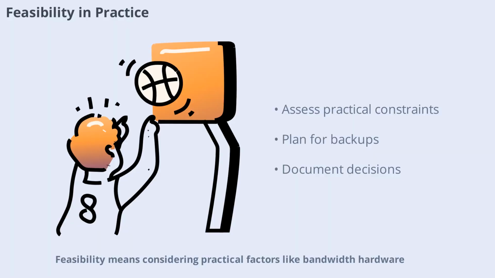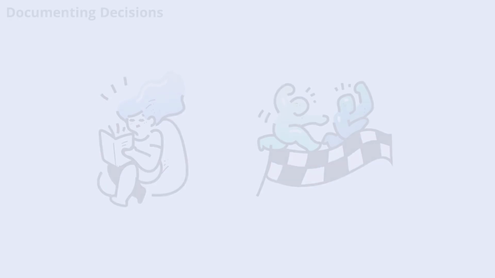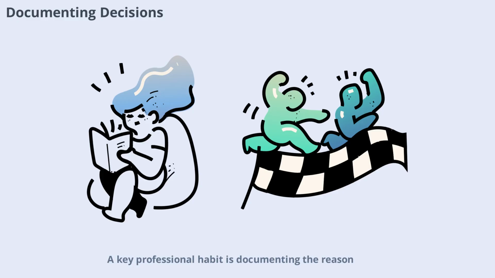Feasibility means considering practical factors like bandwidth, hardware, printing, maintenance, classroom time, and backup options. Even the best resource is useless if it can't be implemented in your context. Always document your decision-making process to ensure professional accountability. A key professional habit is documenting the reason for your resource decisions and the evidence you used. This transforms resource selection from a matter of personal preference to a transparent, accountable instructional process. It also helps you reflect and improve your practice over time.